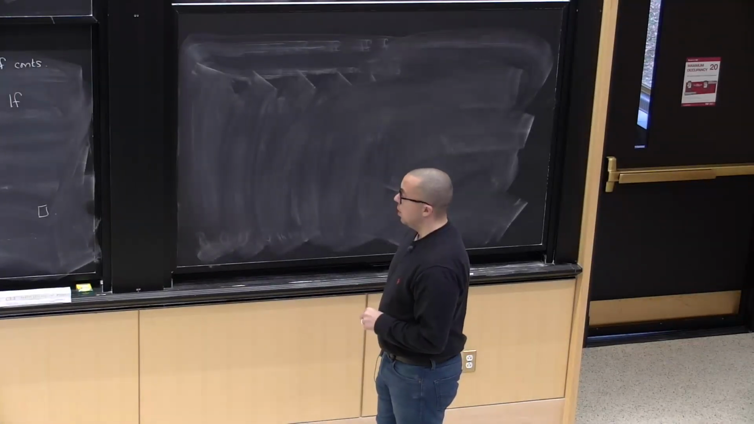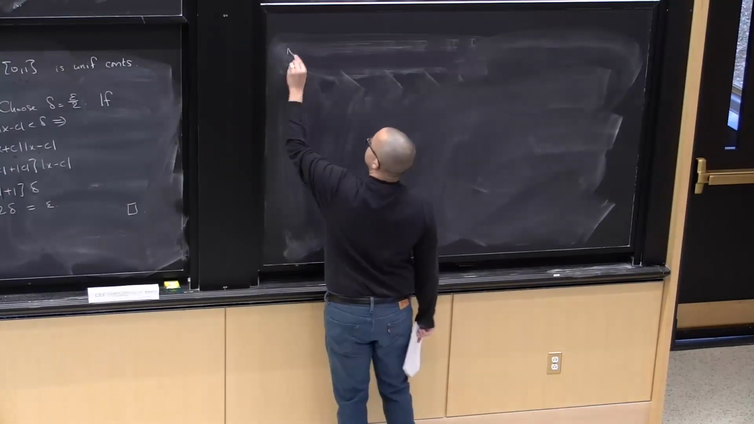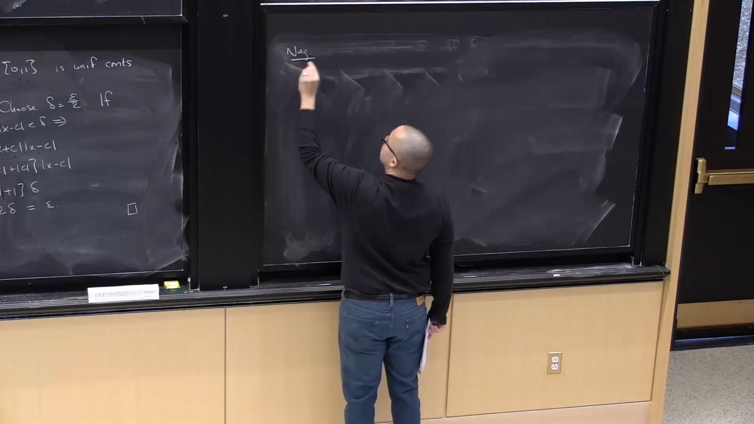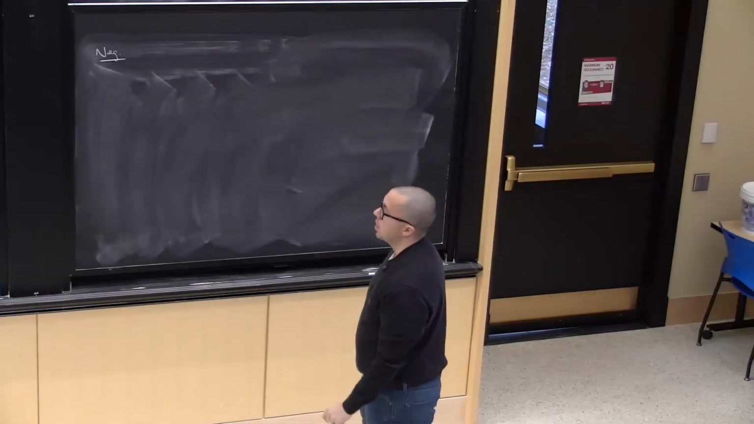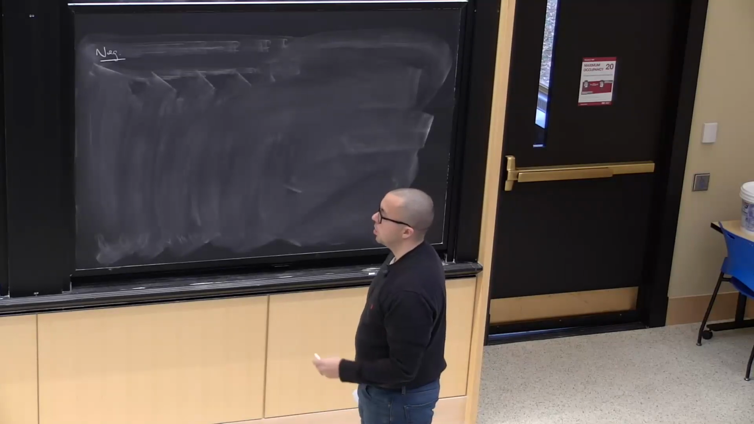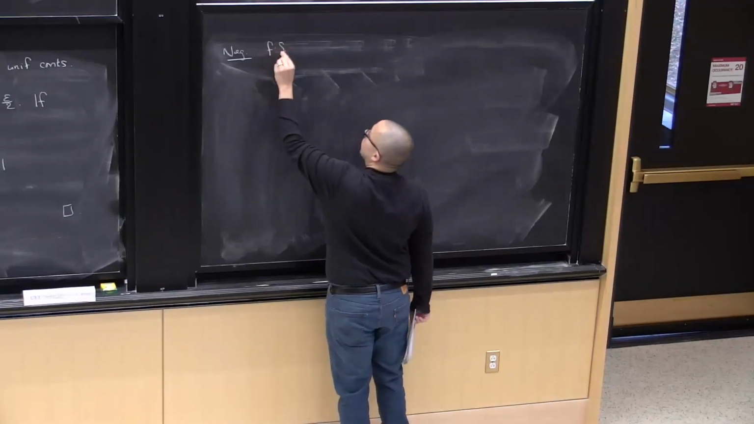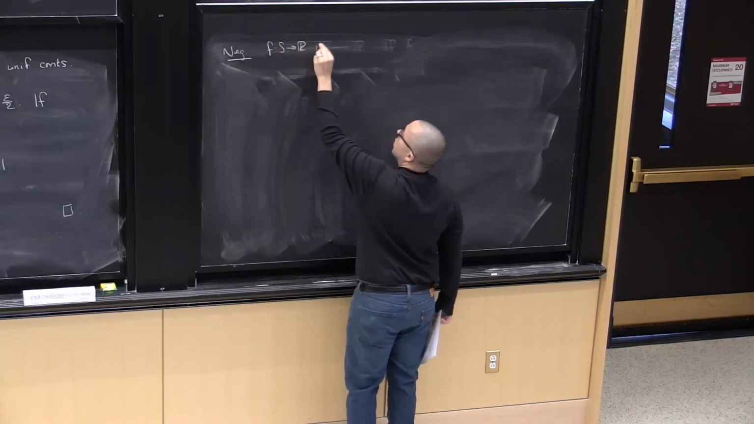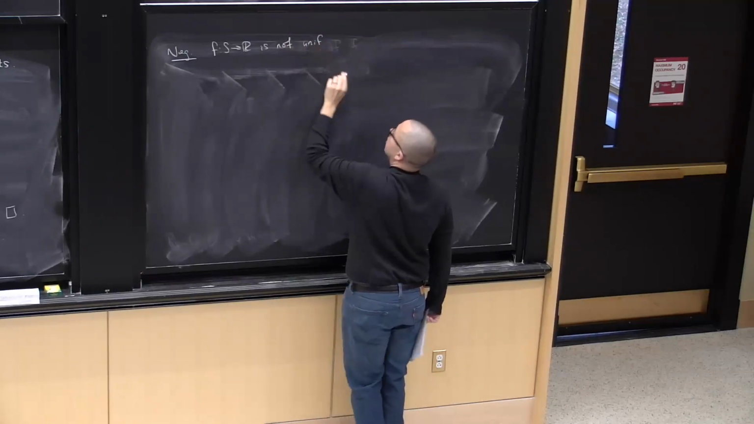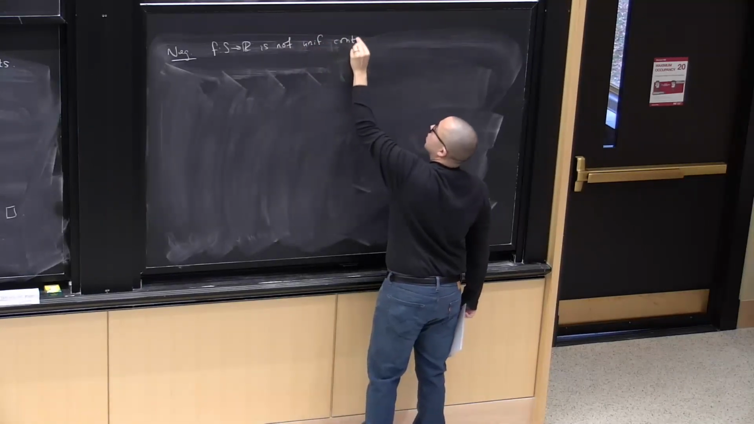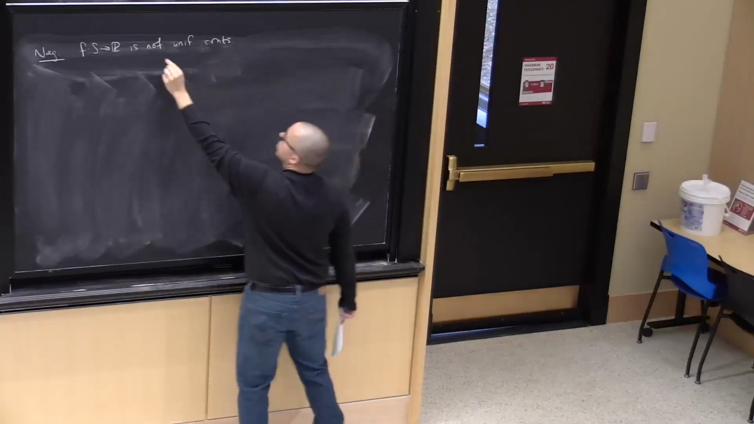All right, so let's negate this definition and then look at 1 over x once again and check to see if it's uniformly continuous. We'll show it's not. So the negation: f from S to R is not uniformly continuous.